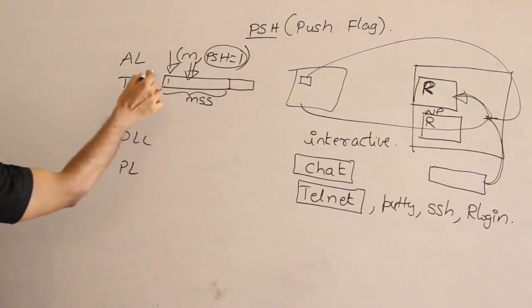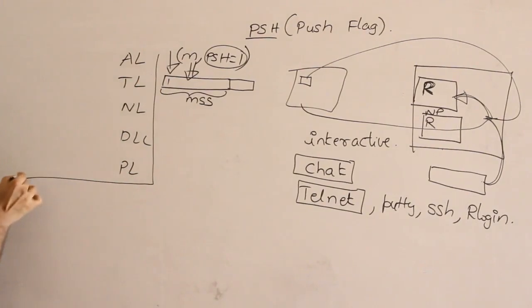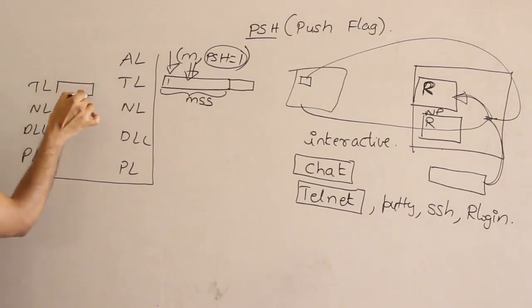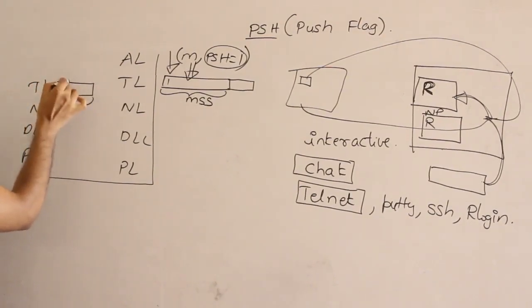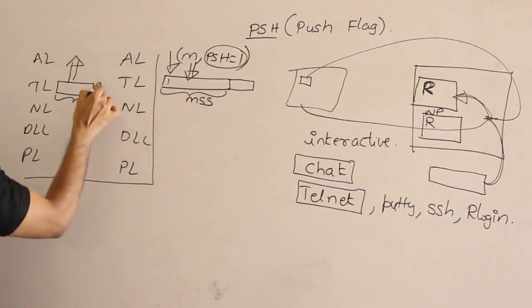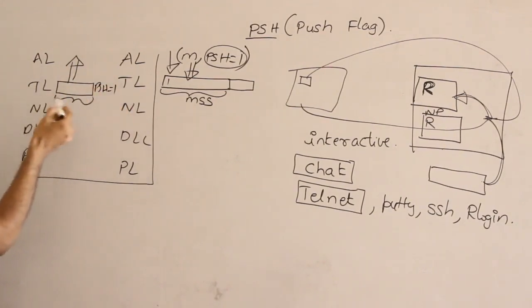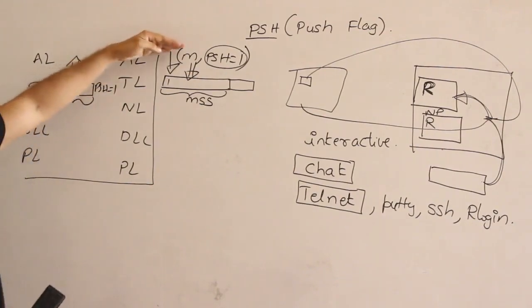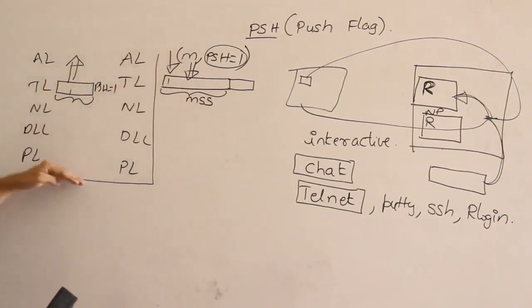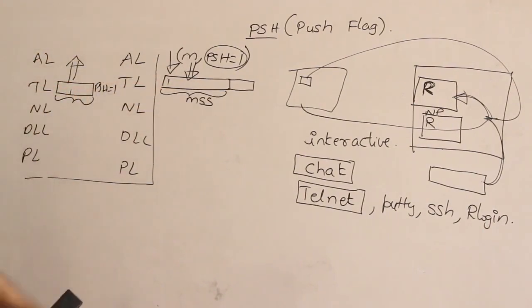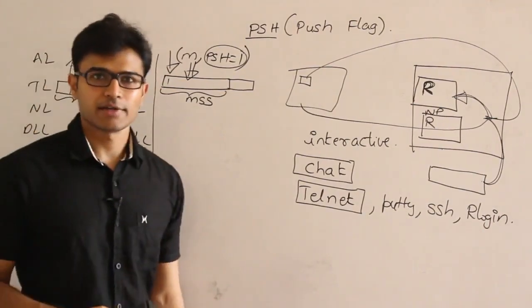On the receiving side, they also do the same thing. The receiver side will wait for many packets, combine them all together, and then send them at once to the application layer. But when you have push equal to 1, the receiver also should not buffer the data, it should immediately push it to the upper layer. So push is used to push the data immediately downwards, as well as immediately upwards, at the sender and at the receiver. That is the main advantage of the push flag. Okay.